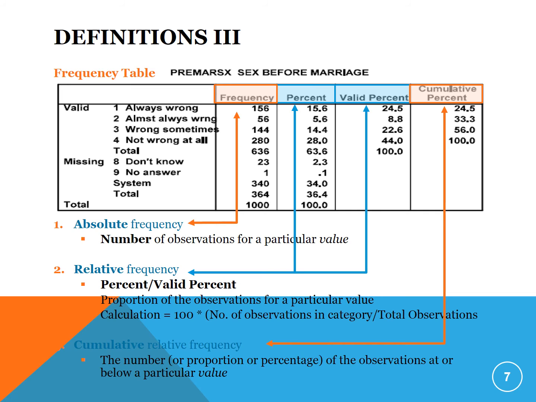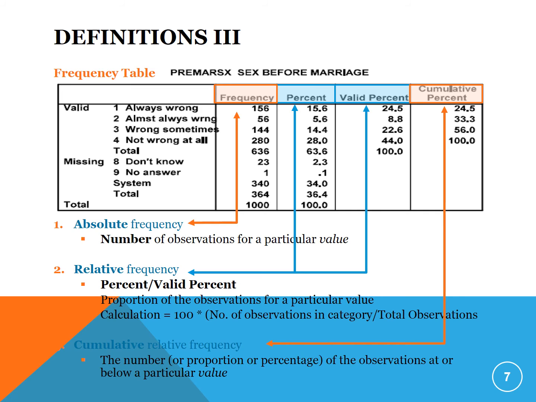Okay? And keep in mind here that this column is talking about absolute frequency. Absolute frequency deals with the number of observations for a particular value. So 156 people said it's always wrong. How many people said it's not wrong at all? 280 people said it's not wrong at all. Okay, do we see that?